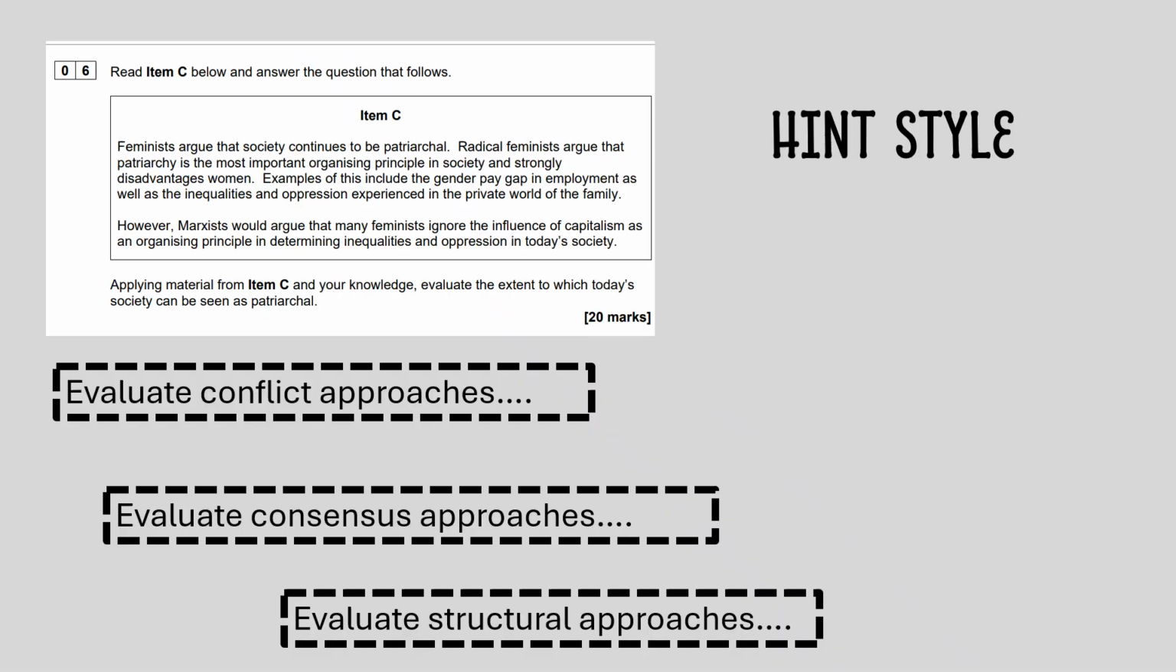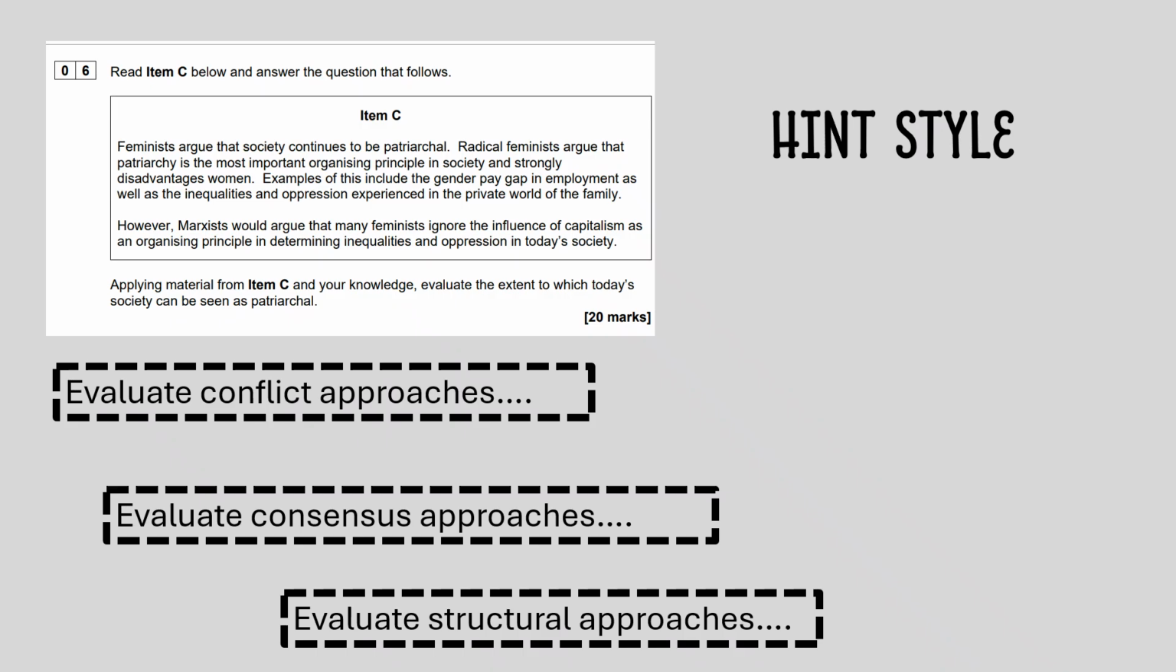But what if the question isn't straightforward and it actually hints at a theory? So, for example, the one that I've extracted from a past paper says evaluate the extent to which today's society can be seen as patriarchal. So that is a hint at feminism. The good news is, of course, you do have a supporting item. And the item basically tells you what theory to talk about. Feminists argue that society continues to be patriarchal.